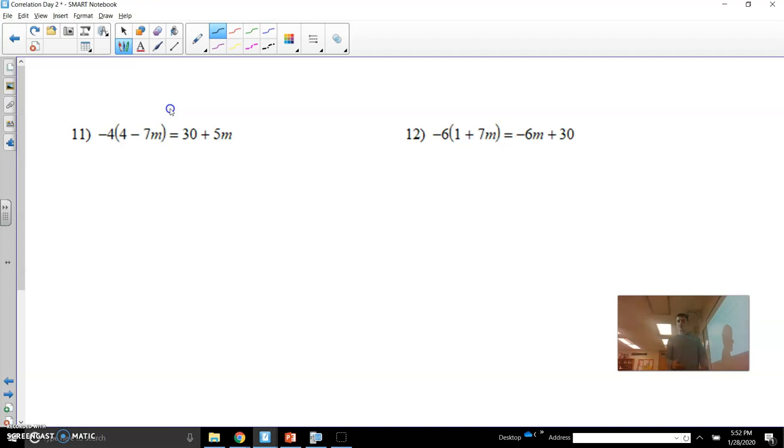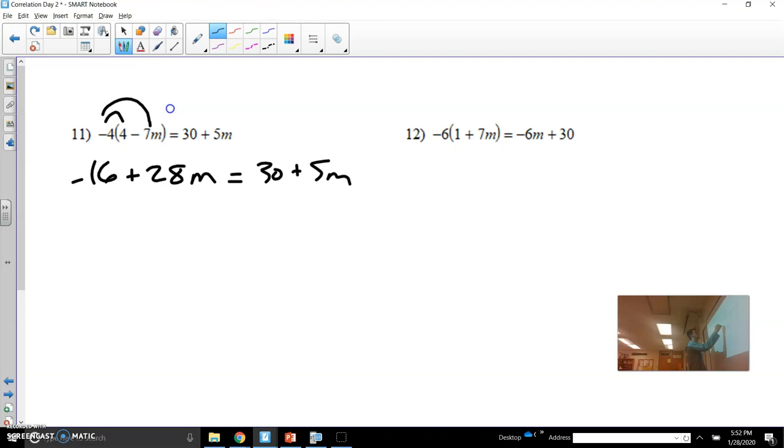So let's start with distribution. Negative 4 times 4, negative 16. This one, negative times a negative, this is positive 28m. So now I want to rewrite the right side. And now I look and see that I have like terms, but they're not on the same side. For example, 28m and 5m. These both have an m on it, and I'd like these to go together.